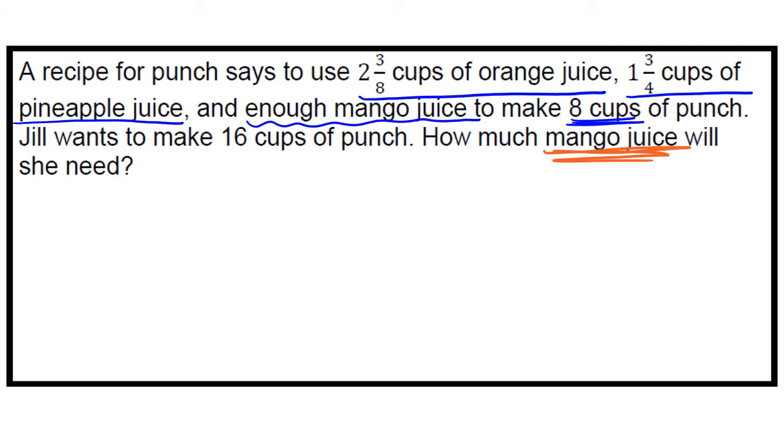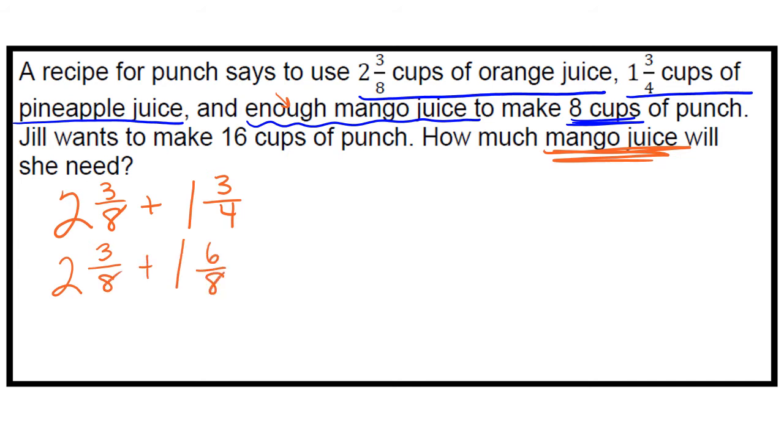So the first thing is we figure out that we don't know the exact number of mango juice, but we can do a couple things to figure this out. And so the recipe, if we add 2 3/8 plus 1 3/4, that'll give you how much juice has been added so far. When we do that, make sure you have the common denominator as 8. So if I was going to rewrite this, I would say 2 3/8 plus 1 6/8. And you go ahead and add those together.